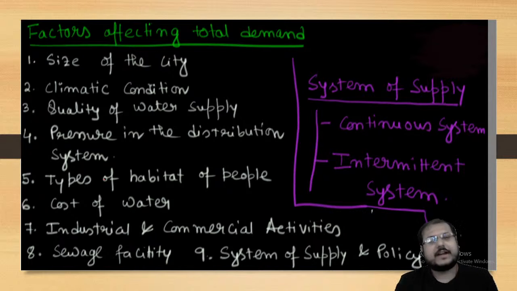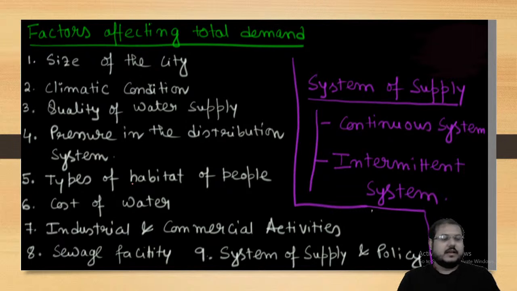So, the first factor listed here is size of the city. It is quite obvious that if the size of the city increases, eventually your total demand will increase. That is very much evident. Then it is going for climatic condition. For climatic condition, whatever water is required for a hotter and damper climate, obviously it will be much higher than the water required for colder cities or for cold weather.